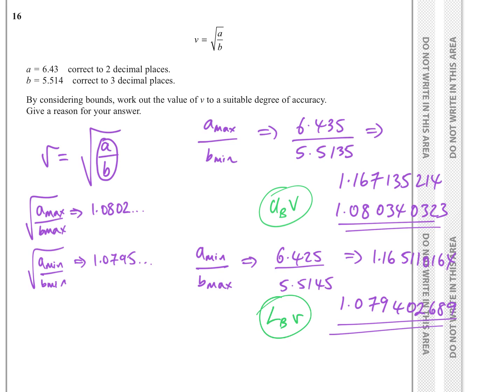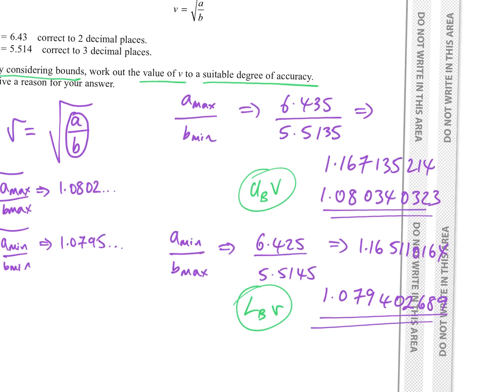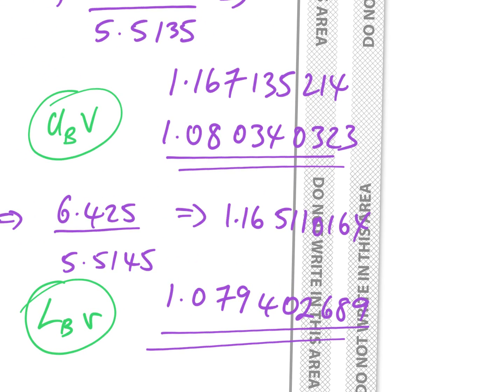Okay, so now let's answer the question, and it says, by considering bounds, work out the value of v to a suitable degree of accuracy. Well, this is the difficult part, I think, because you've got to say, okay, this number here has got to round to a number the same as this would. Now, if we can find the number that they both round to, then that will be a suitable degree of accuracy for v. And we want to push it as much as possible. So we could first of all say, well, hey, they both round to 1, so let's call that v.